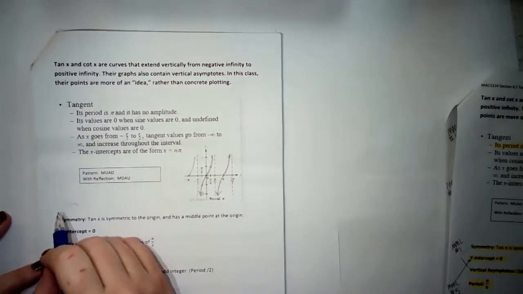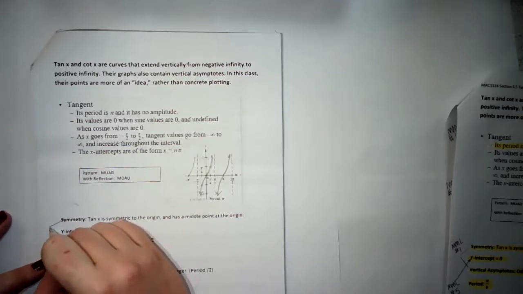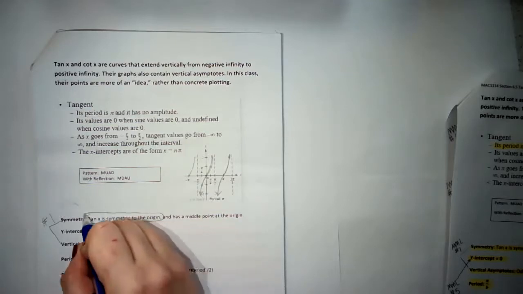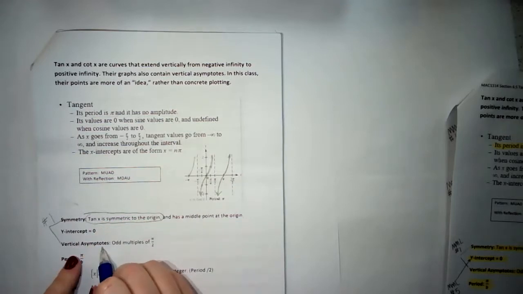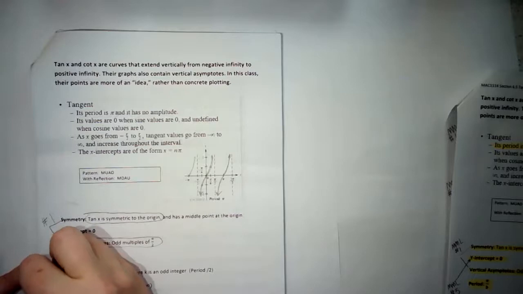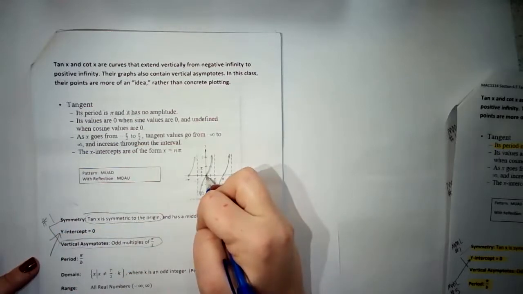All right, so here's MyMathLab number 1. It's going to ask the symmetry and the vertical asymptotes of tangent. So tangent is symmetric to the origin. We talked about that in 6.3. The vertical asymptotes are odd multiples of pi over 2. Because cosine x is 0 at those, so it makes it at pi over 2 and 3 pi over 2. And cosine x is the denominator for tangent. So that's why those are vertical asymptotes. Okay, the y-intercept is 0. Tangent goes through the origin.